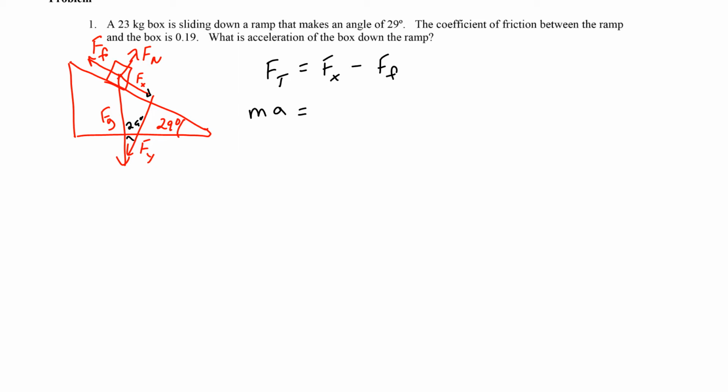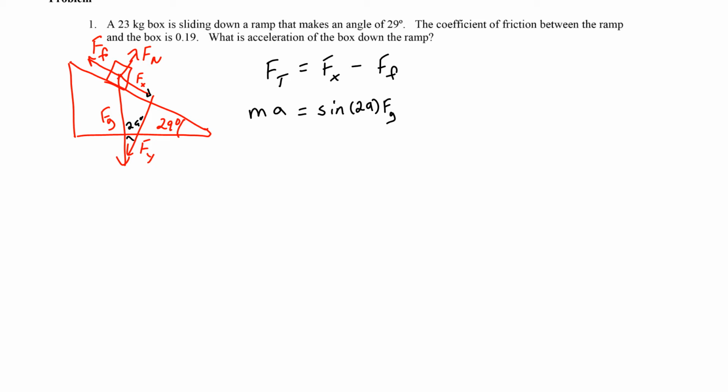We want to use Fg. Fg is the hypotenuse, so we want to use that. Yep, so it's going to be sine times Fg. Does everybody understand how we got to that?